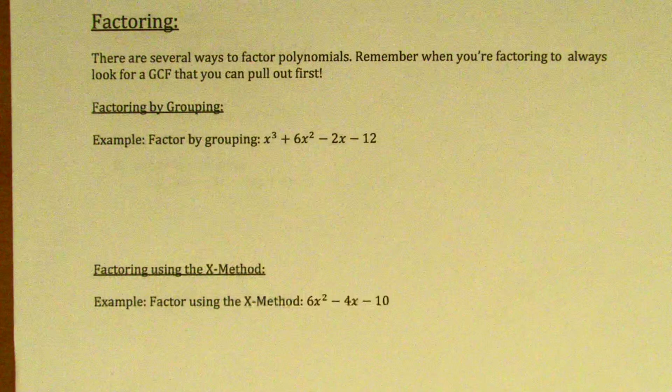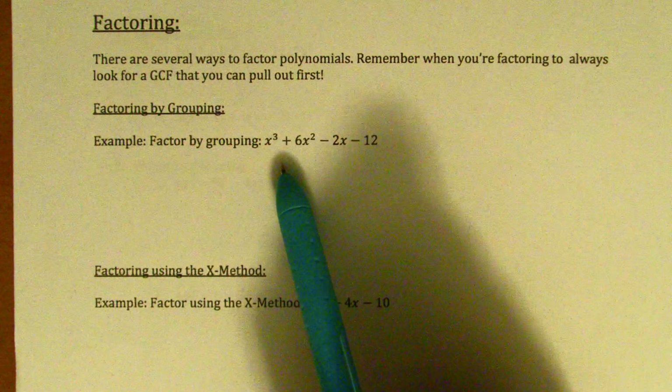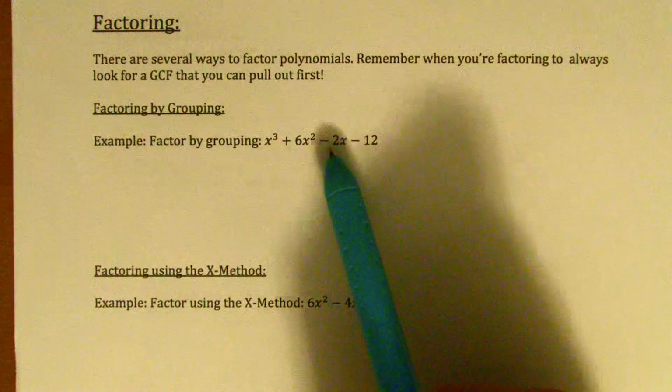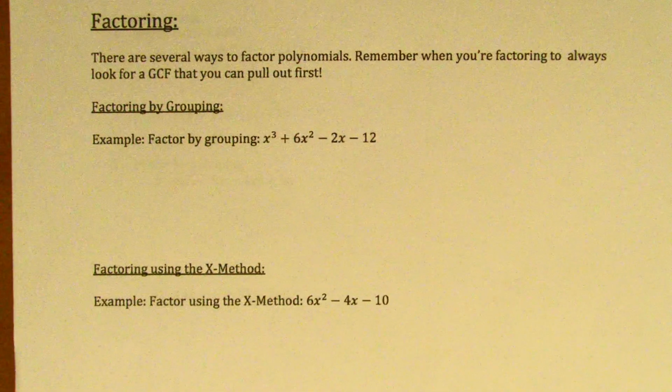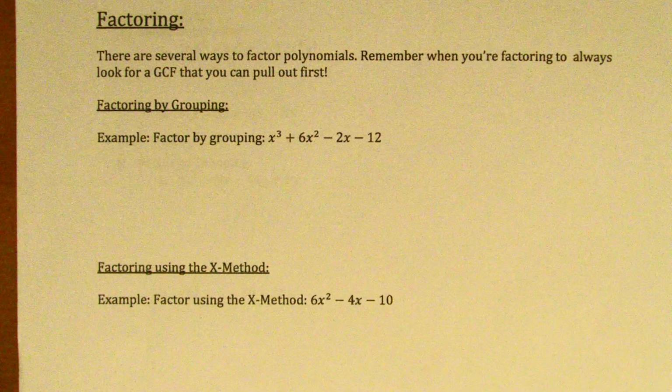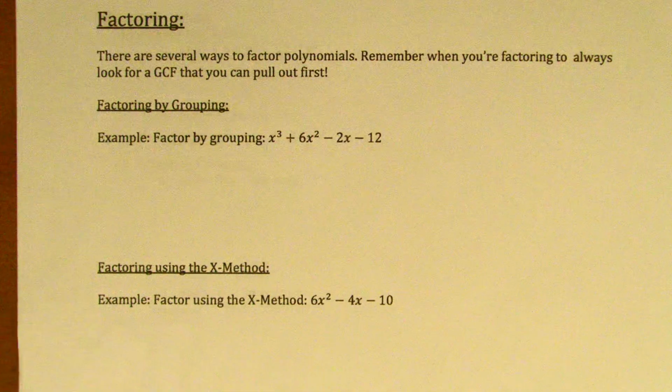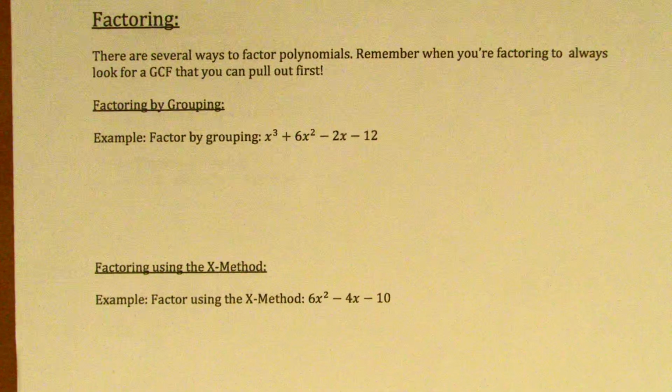Now, when we're factoring, the number of terms is kind of our signal as to what method we're going to use. If I have 4 terms, what I should be thinking is factoring by grouping. And factoring by grouping is literally grouping terms together and factoring them.